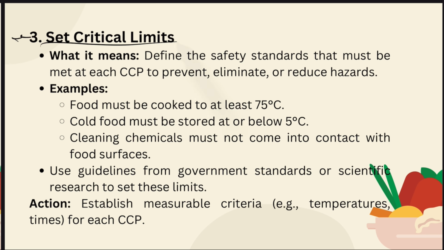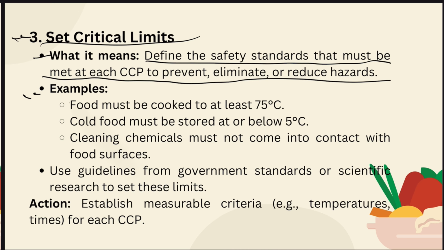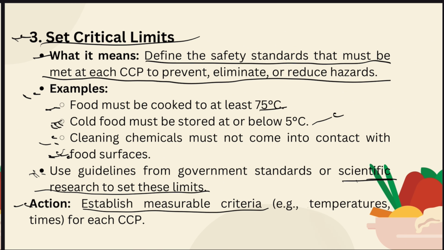Number three, set critical limits. What does it mean? Define the safety standards that must be met at each CCP to prevent, eliminate or reduce hazards. Examples: food must be cooked to at least 75 degrees Celsius. Cold food must be stored at or below 5 degrees Celsius. Cleaning chemicals must not come into contact with food surfaces. Use guidelines from government standards or scientific research to set these limits. Actions: establish measurable criteria, for example temperatures and times for each CCP.